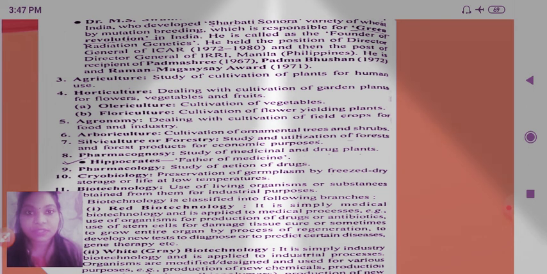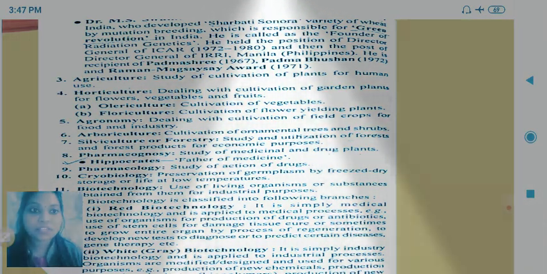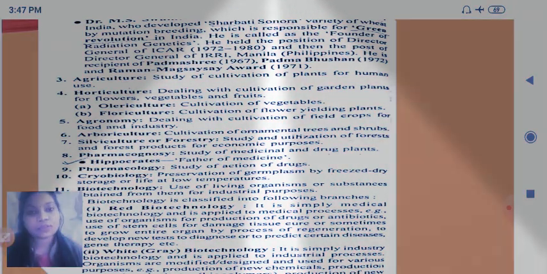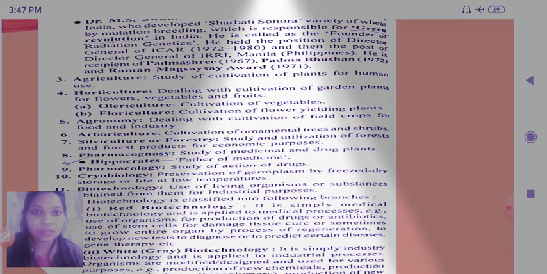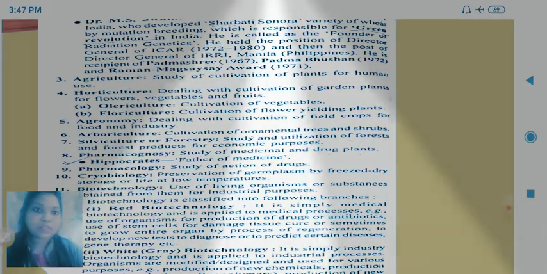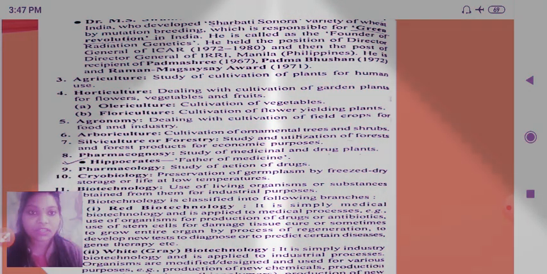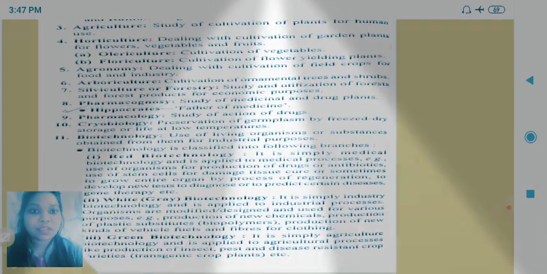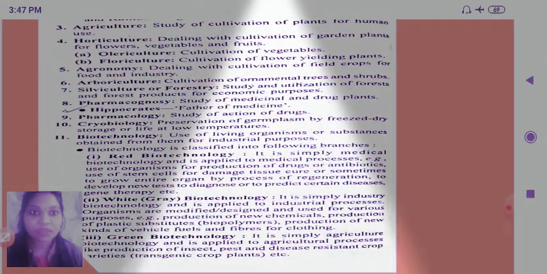The study of the cultivation of plants for human use is known as agriculture. Horticulture means dealing with the cultivation of garden plants like flowers, vegetables and fruits, and it may be of two types: olericulture and floriculture. Olericulture means the cultivation of vegetables, and floriculture means the cultivation of flowering plants. And agronomy means dealing with the cultivation of field crops for food and industry.